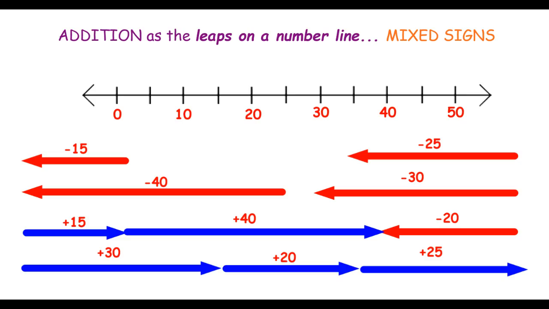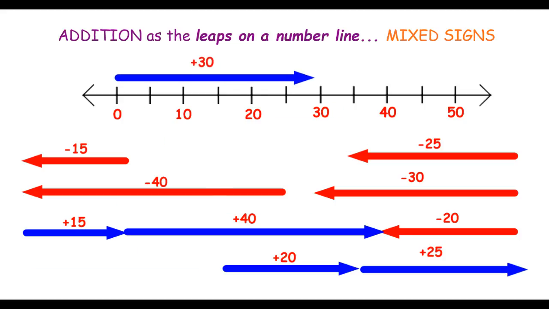Now when we have mixed signs, positives and negatives, it gets a little more complicated because if we're moving, for example, 30 in the positive direction, but then we add negative 15, which moves backwards on the number line compared to a positive number, we're not going to be a distance of 45 away from 0.